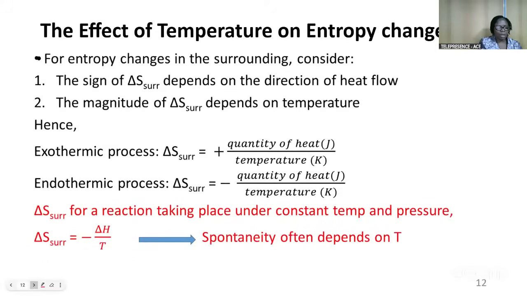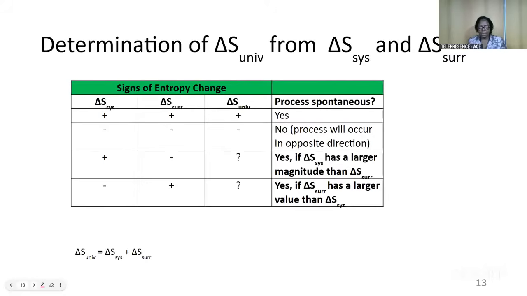So, having established that, we can determine delta S of the universe from delta S of the system and delta S of the surrounding. And like I said earlier on, this is the table that summarizes it. How do we have a spontaneous system? When delta S of the system is positive, delta S of the surrounding is positive, delta S of the universe is going to be positive. And delta S of the universe being positive means spontaneity. It's not the delta S of the system alone or the delta S of the surrounding. It is the delta S of the universe.